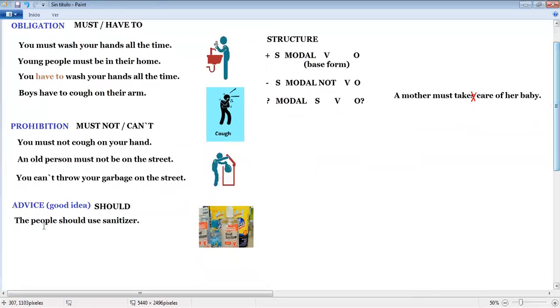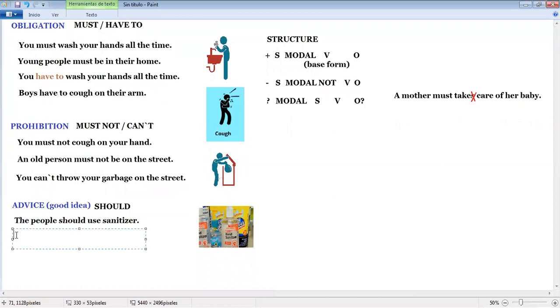En general, si uno se siente enfermo, ¿cuál es un buen consejo? The good idea. Voy a poner a sick girl, una chica con resfrío, should stay in bed. All right. Entonces una chica enferma con resfrío debe quedarse en cama. Should stay in bed. No se olviden que cuando utilizamos should, el verbo está en su forma base, ¿no? Entonces no es stays. Solo es stay in bed.